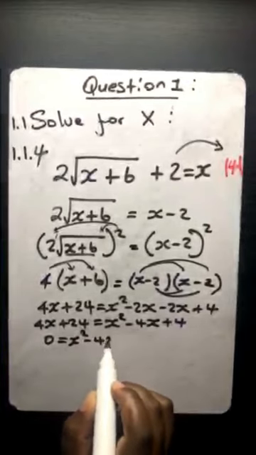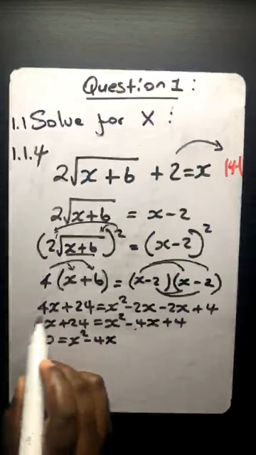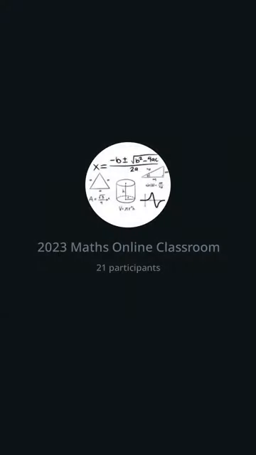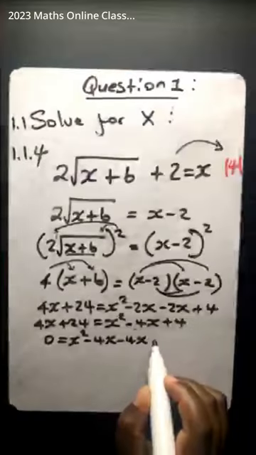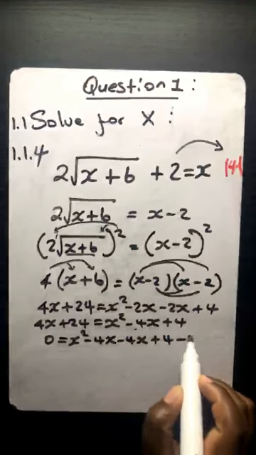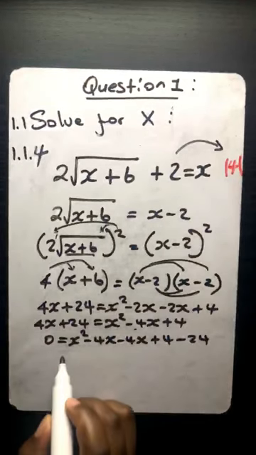This is negative 4x. So this is the one that I will put closer to that, and it changes a sign. So I'm having 4 already. This is the one that I'm transposing, and it changes a sign, it becomes that.